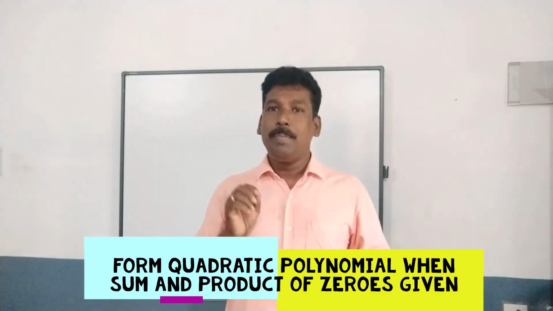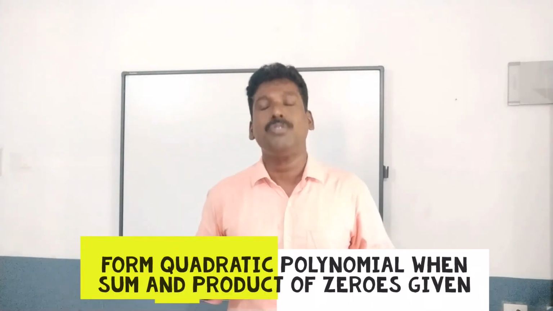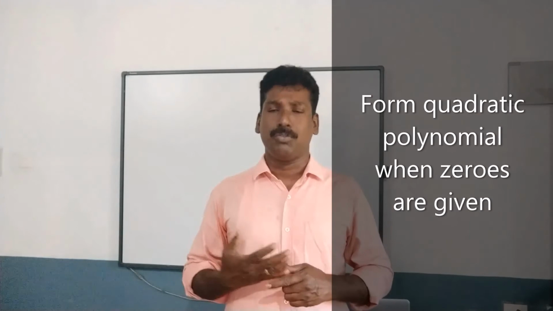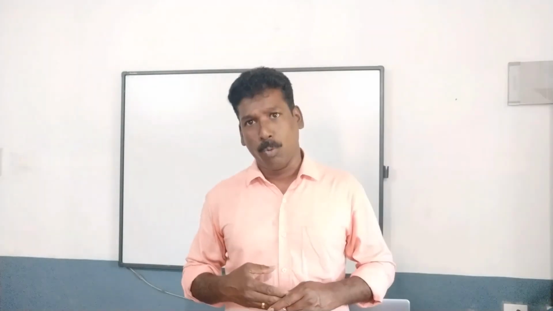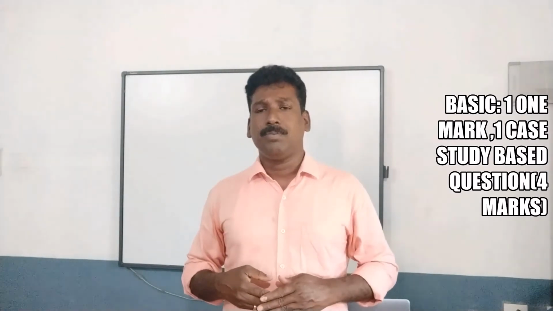Third, you will be given the sum and product of the zeros, and you have to form a quadratic polynomial. And lastly, you will be given the zeros of the polynomial and you have to form a quadratic polynomial. You can use the formula x squared minus (sum of the zeros) into x plus (product of the zeros) for this purpose.